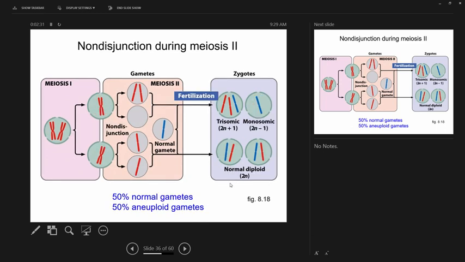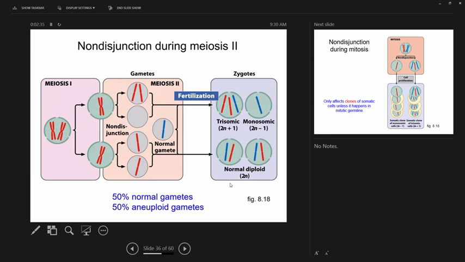All right. Non-disjunction during meiosis 2. We're assuming here that meiosis 1 happens normally, so the two homologous chromosomes separate into daughter cells. And then, because non-disjunction is rare, if non-disjunction happens in this cell during meiosis 2, leading to one gamete with two chromosomes and the other one with none, this cell is going to not suffer non-disjunction for that chromosome, and you get normal. So if you have non-disjunction during meiosis 2, you'll get a 50-50 normal gametes versus aneuploid gametes.